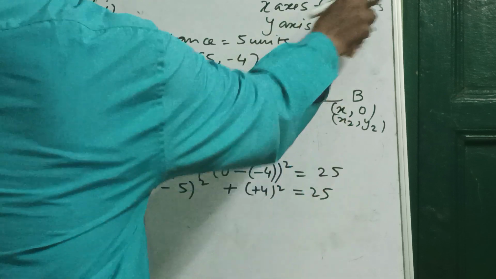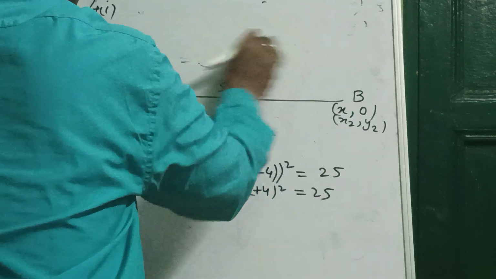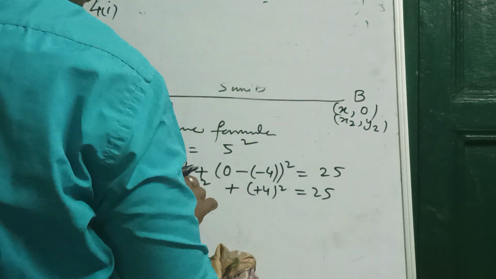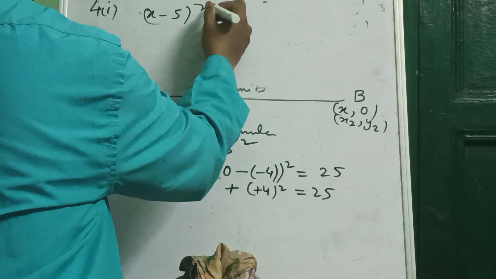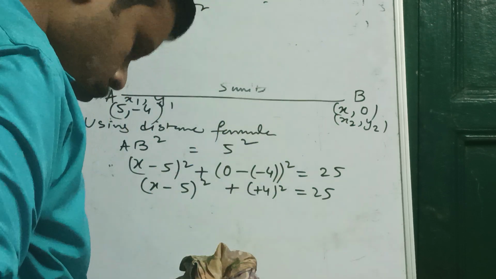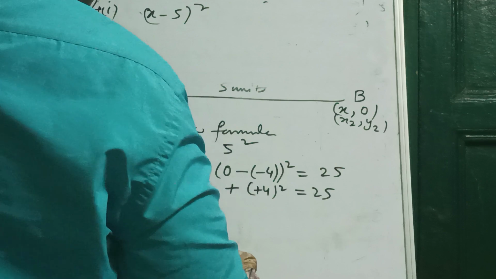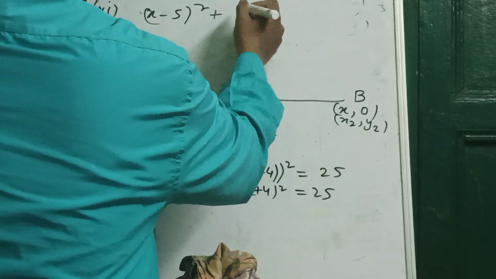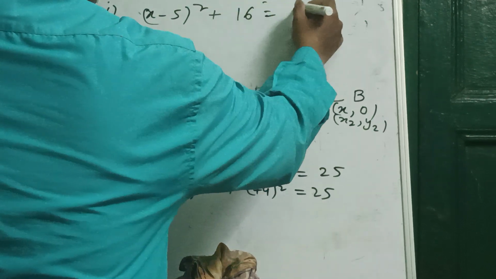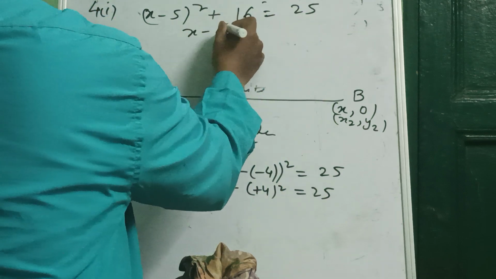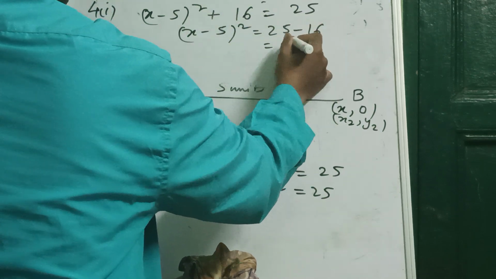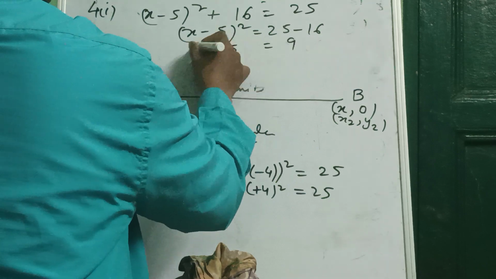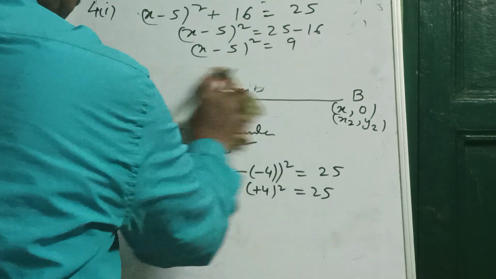I put this on the upper side. This board: x minus 5 whole square plus 16 equal to 25. x minus 5 whole square equals 25 minus 16, and that is 9. x minus 5 whole square equals 9.